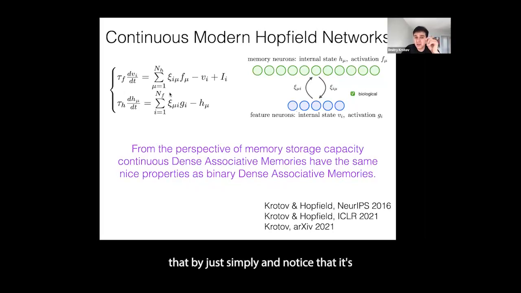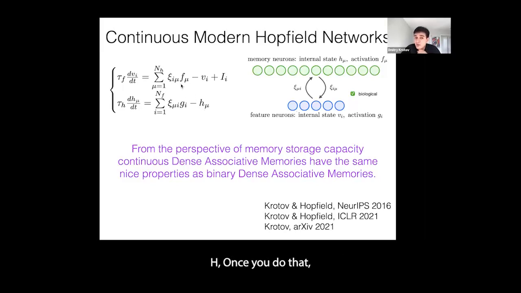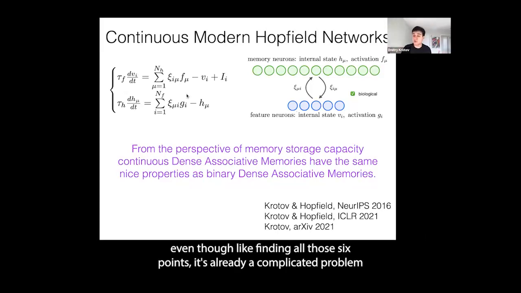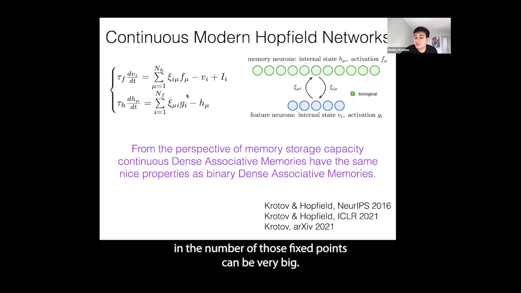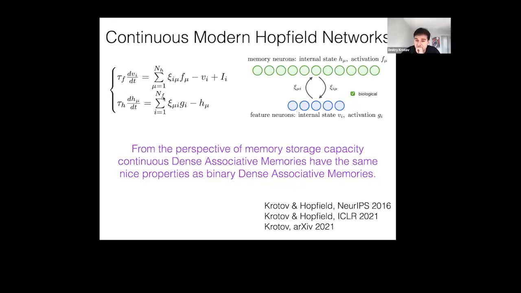Notice that although the second equation is very easy to integrate out, like this variable H, once you do that, the remaining equation is a very nonlinear equation. It can have many fixed points depending on the initial conditions, and you need to somehow find all those fixed points. Even finding all those fixed points is already a complicated problem, and the number of those fixed points can be very big. It can be exponentially big in the number of NF, the number of feature neurons. So it's not a trivial problem to solve these equations at the fixed point, right?